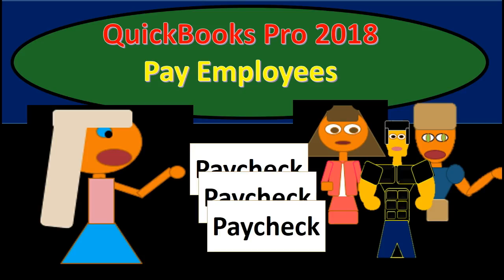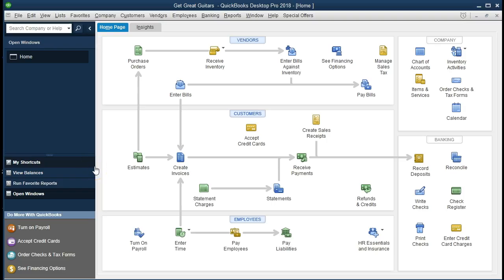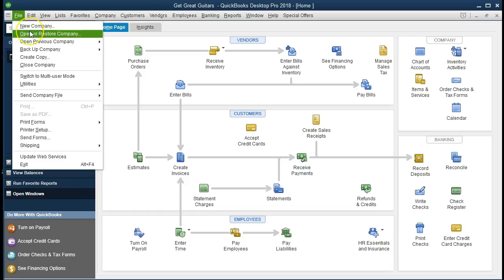Hello, in this presentation, we will process payroll within QuickBooks Pro 2018. If you've been following along with us, that's great. We will be continuing on the Get Great Guitars problem. If not, that's okay. We will be processing payroll down here, and you can follow along with the payroll processing process. If you have the backup file for this point, you could go to the file and restore that information.